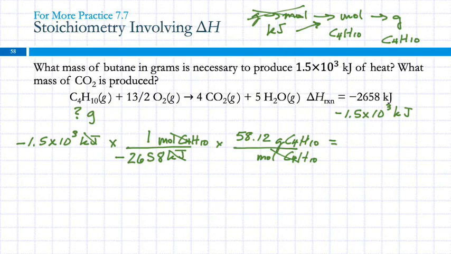So negative 1.5 EE3 divided by negative 2658 times 58.12. Oops, lost a digit. I'm getting 32.799, and then I'm like, oh wait, sig figs? Oh, 2 sig figs. Grams. So 33 grams of butane.